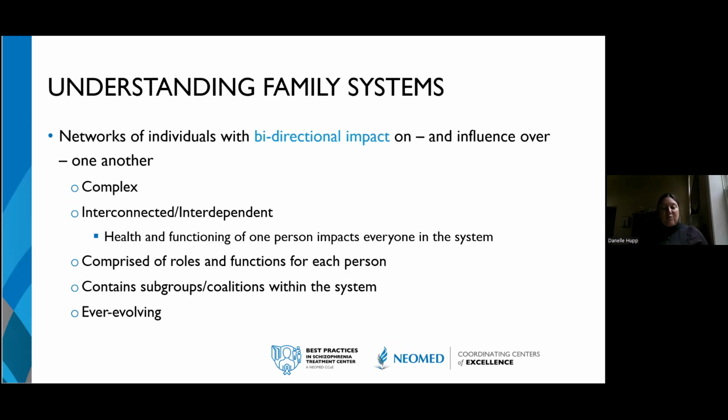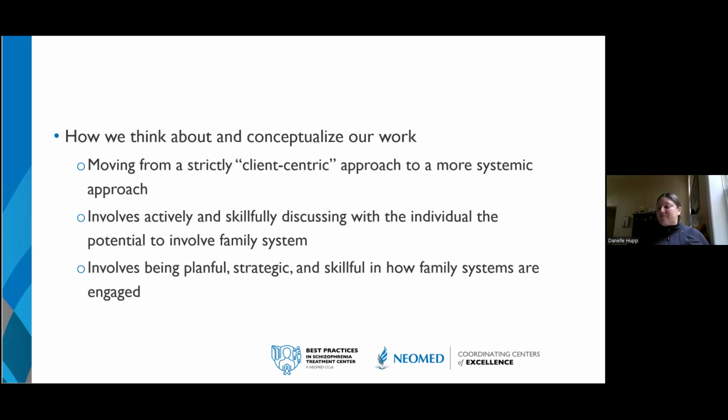Oftentimes you'll see subgroups within these systems that may be working with one another and sometimes, it feels like, against one another. And these systems are very complex and they're always evolving and always changing. And the shared experiences are always occurring within the system, which is impacting that system.